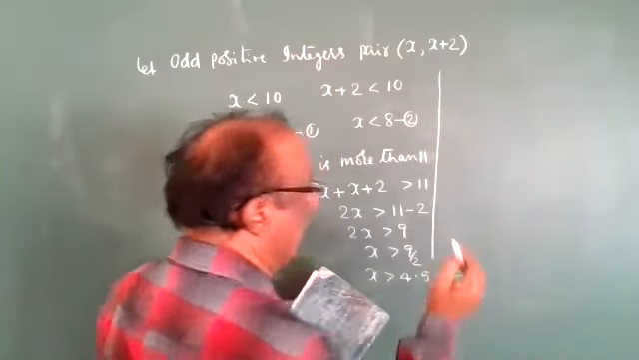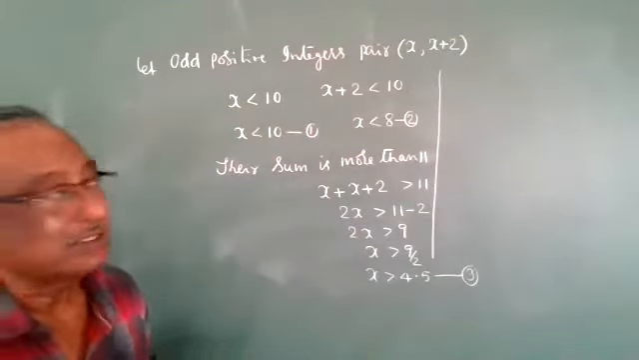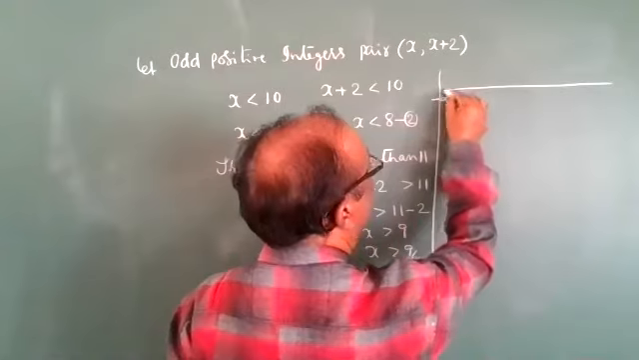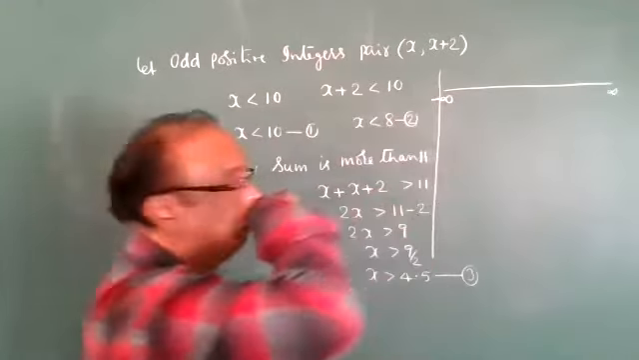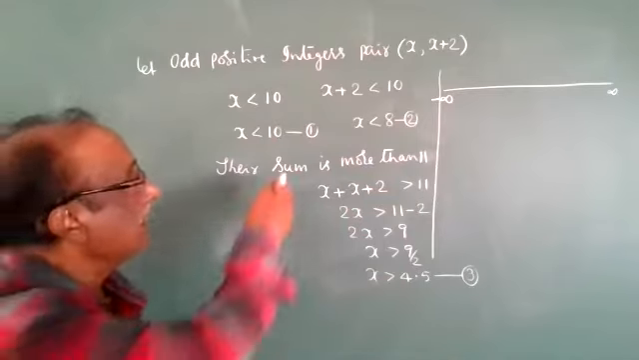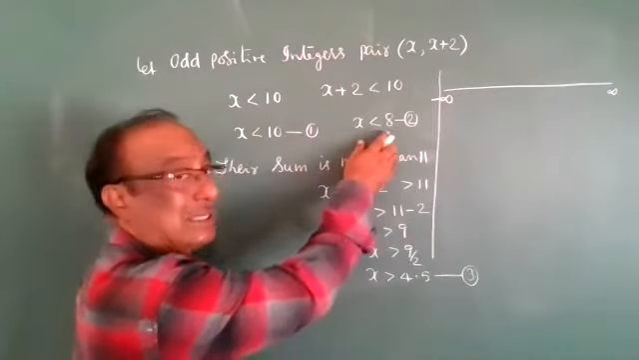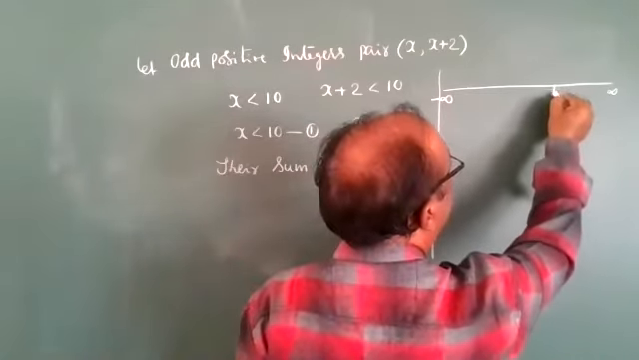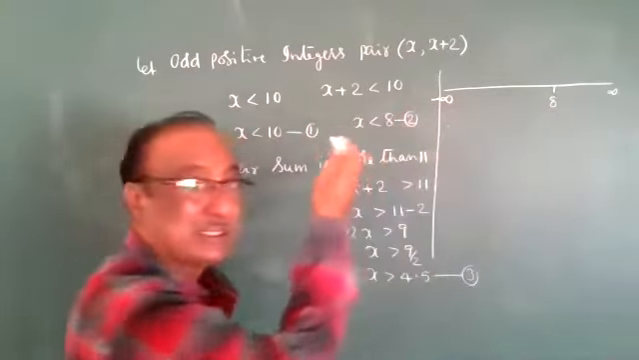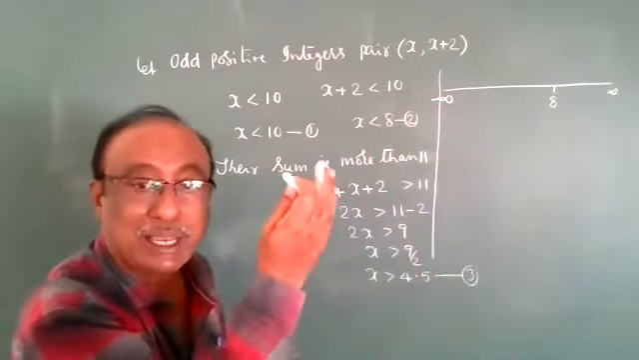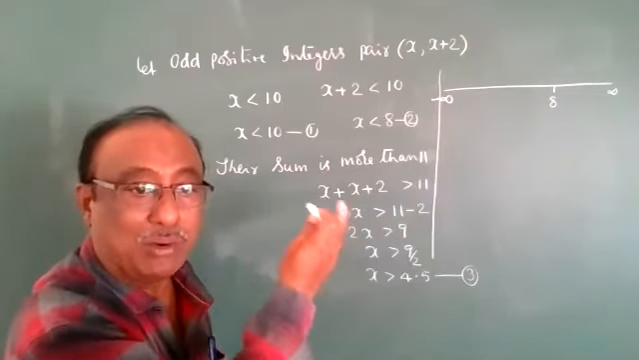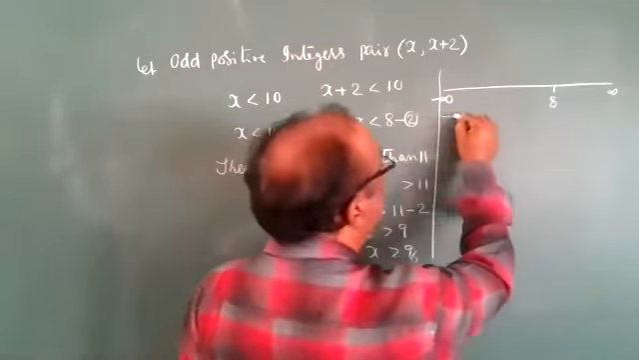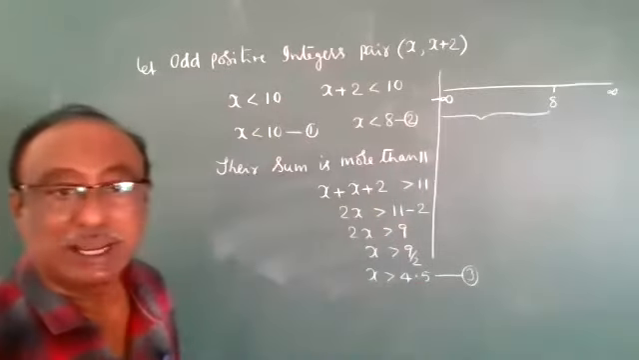Once again I am explaining. First, draw the line. This is the negative side, minus infinity, and this is the positive side. First, x less than 8. Less than means decreasing: 8, 7, 6, 5, 4, 3, 2, 1, going on into the negatives. So minus infinity to 8, less than 8.